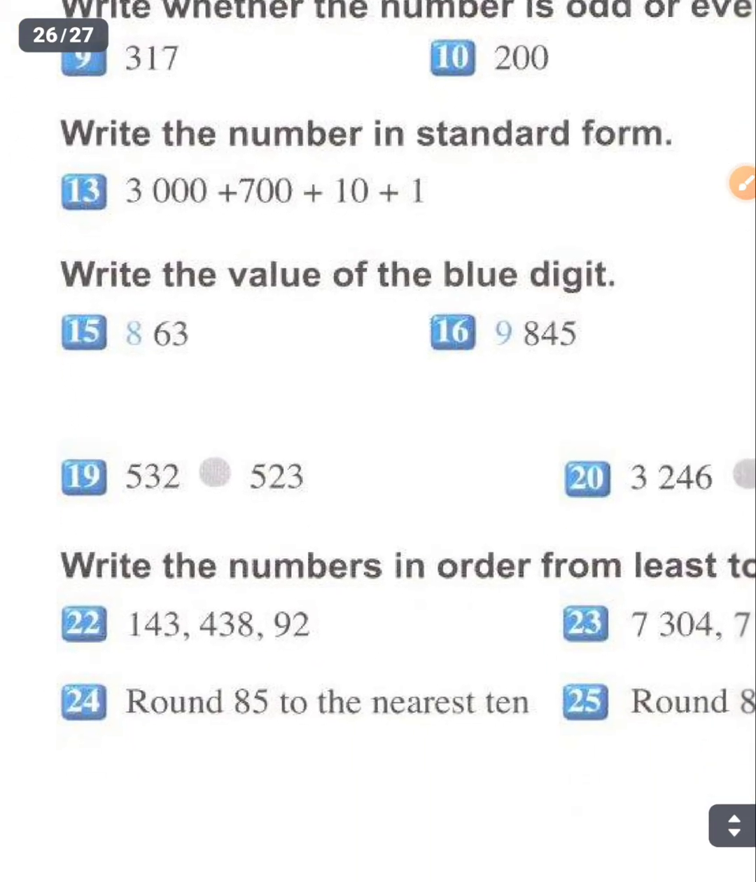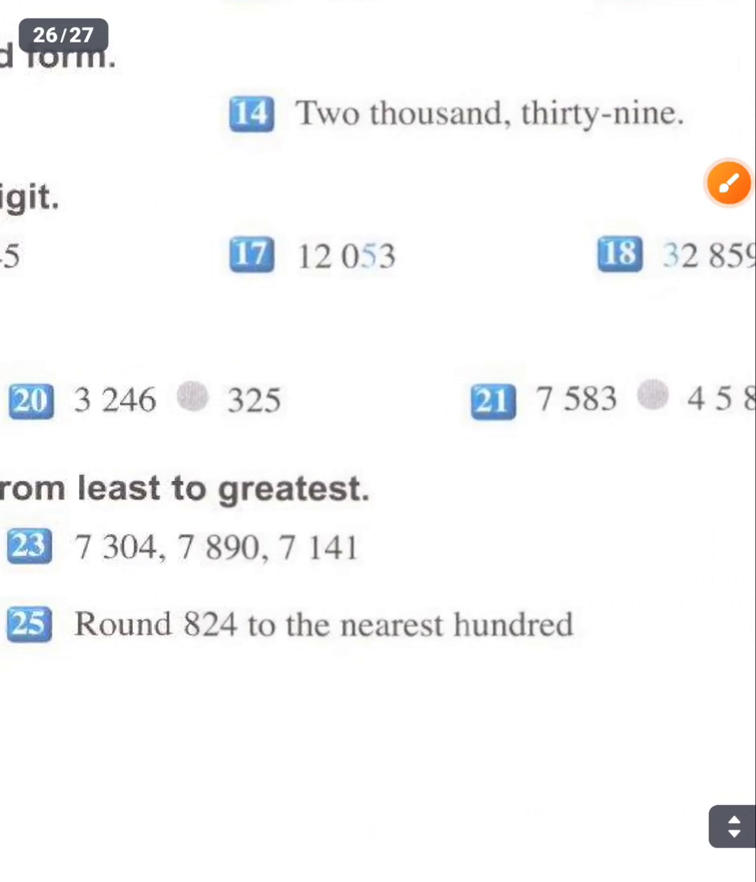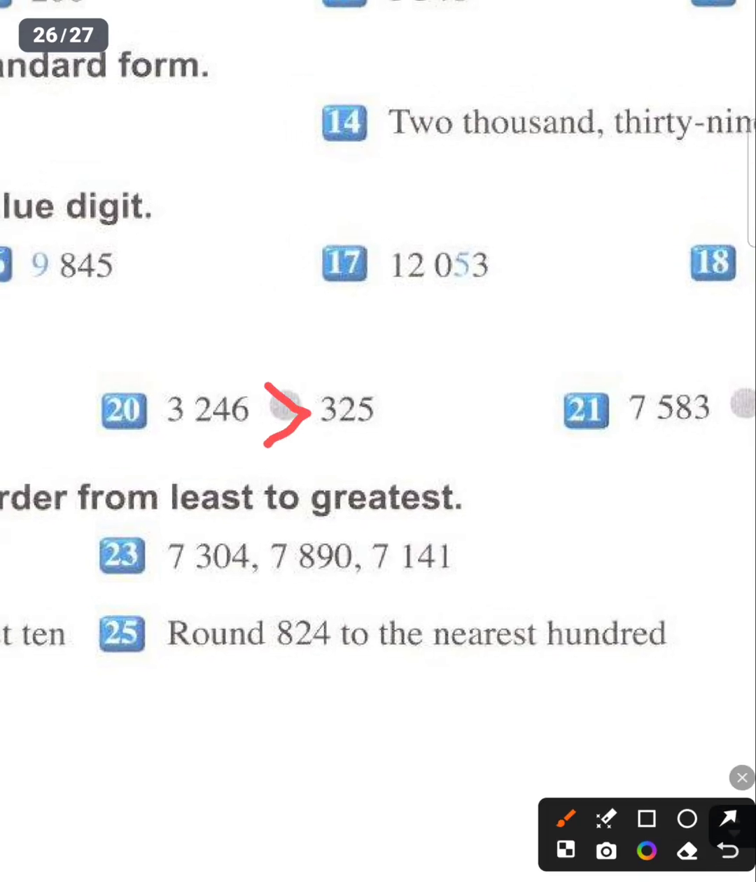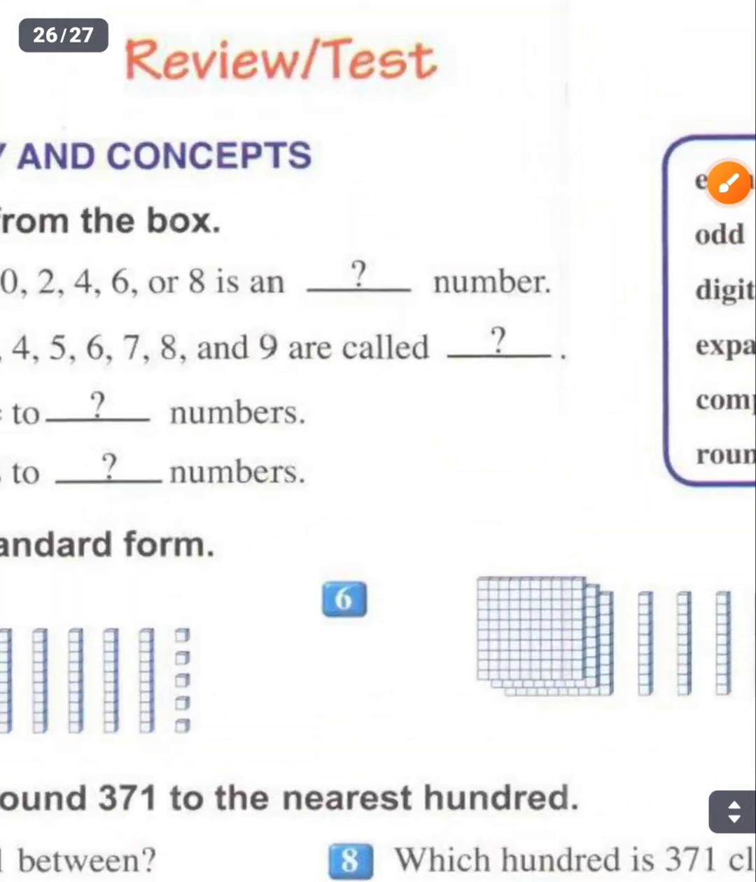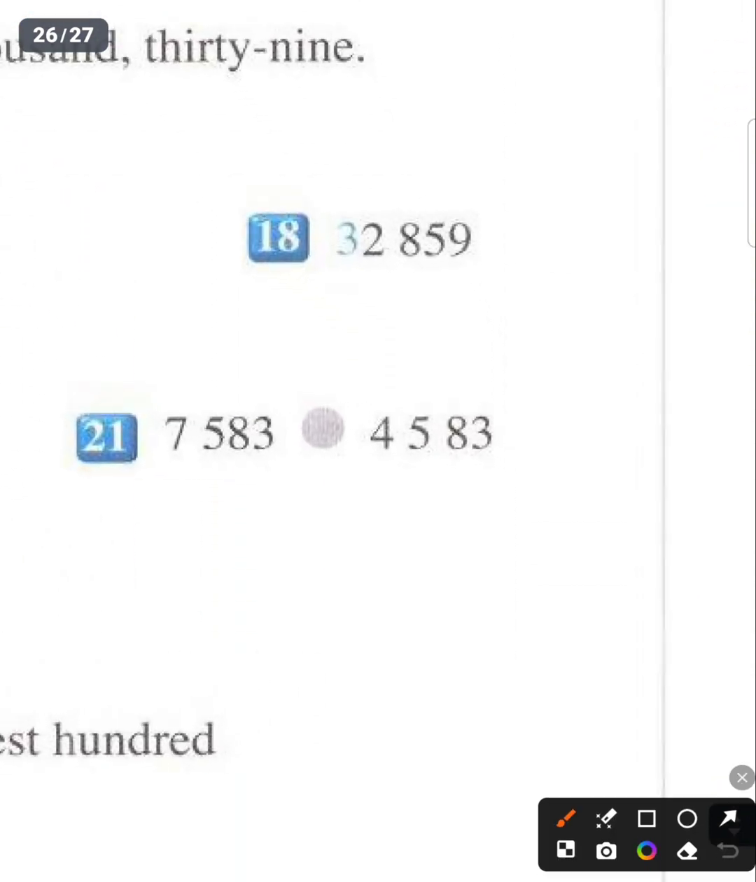Now it's nothing, but we must compare. It's like this. Another: 3,000, of course, is more than 300, and 7,000 is more than 4,000. Finish.